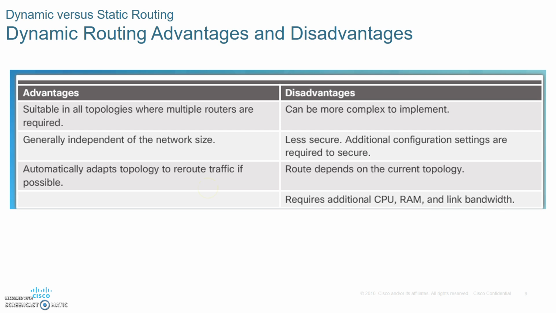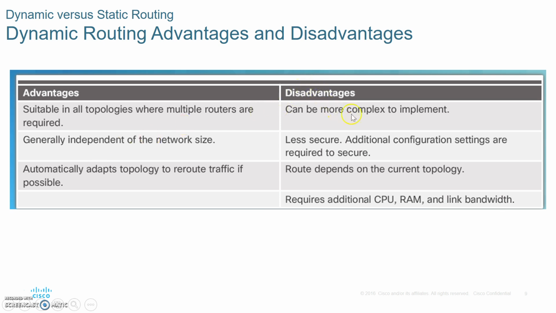So dynamic routing protocol is suitable for all topologies where you have a lot of routers, especially in big networks. So it's generally independent of your network size. It works for small networks, it works for big networks. And most importantly, it will automatically help to choose the next best path. It adapts to the topology to reroute packet traffic when a certain network is down or when a certain link goes down. So all these are done automatically by the dynamic routing protocol.